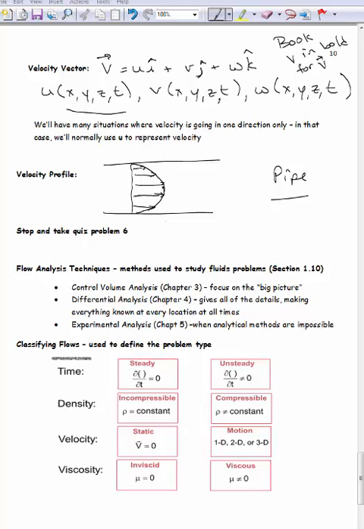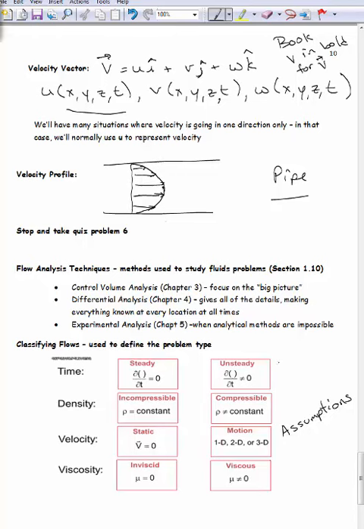So one of the things we're going to do is classify our flows. So we get a fluids problem, and one of the first things we usually do is make assumptions. And these different classifications are usually what are going to comprise our assumptions. Is it steady? Is it unsteady? Incompressible? Compressible? Is it still, or is it in motion? And is it 1D or 2D? 3D is going to be too complicated for us usually. And viscosity is something we're going to cover next time.